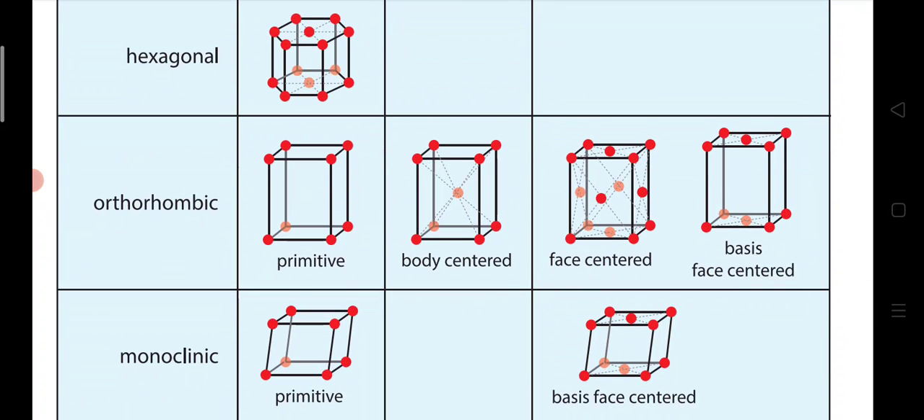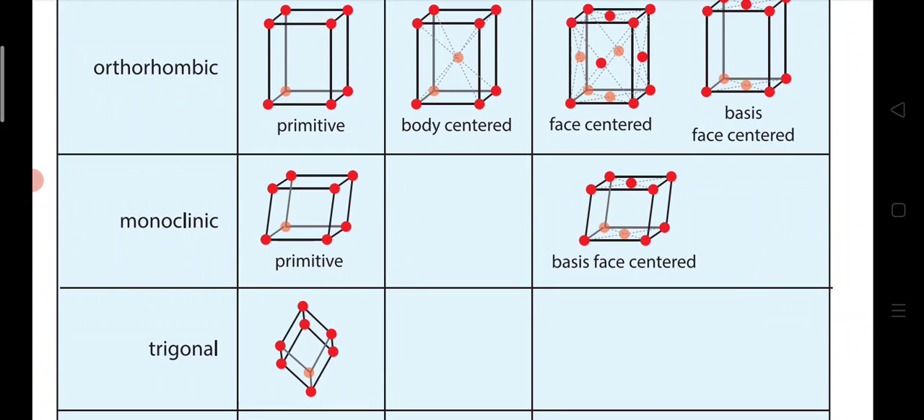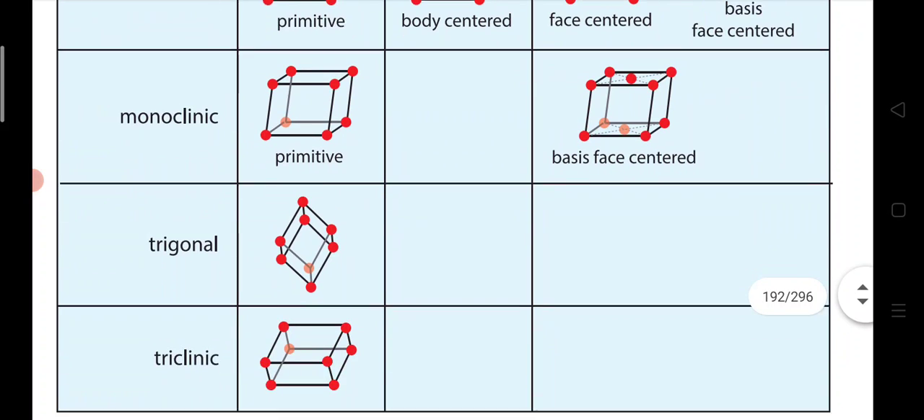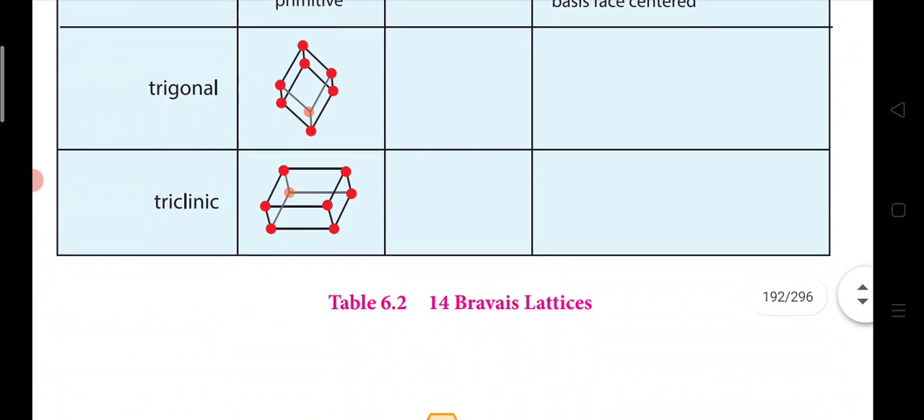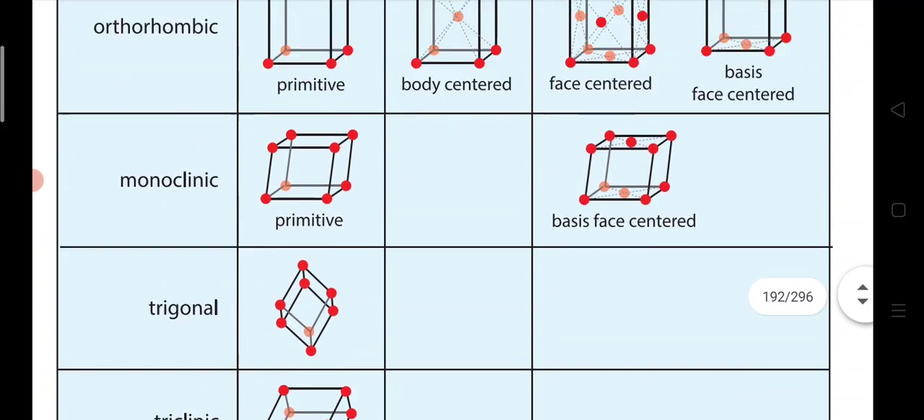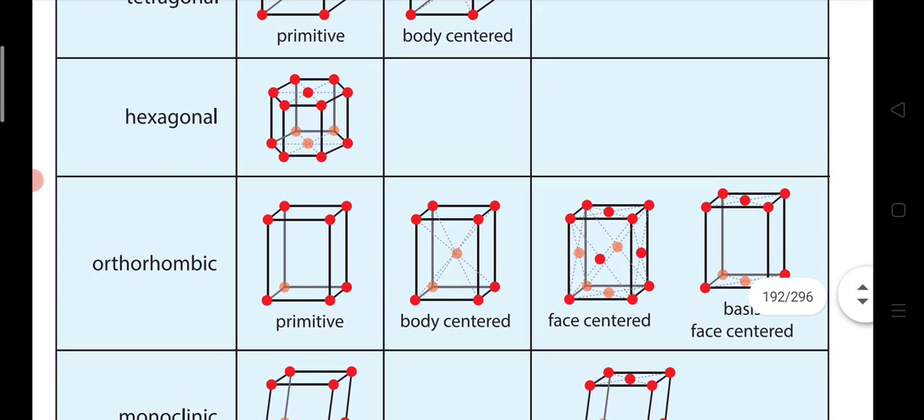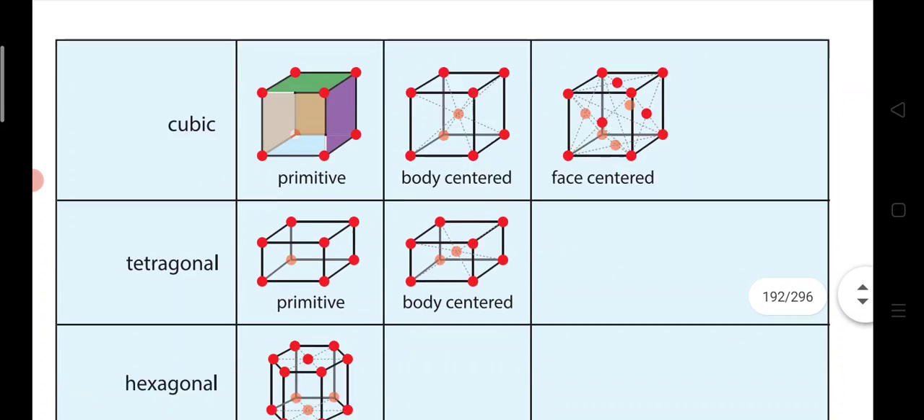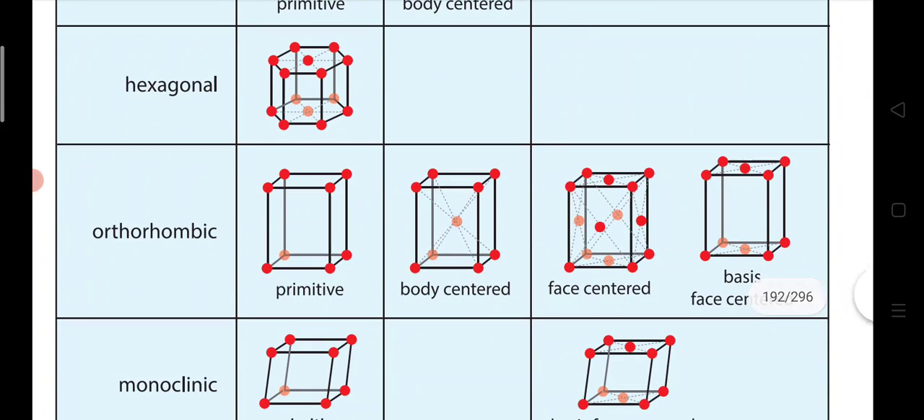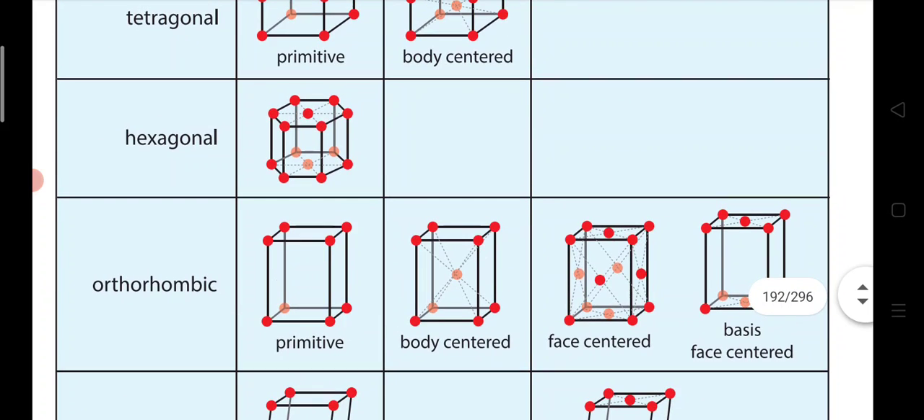Orthorhombic has primitive, body-centered, face-centered, and base-centered, which means only on the top and bottom, not on the sides. And monoclinic is primitive and base-centered. Trigonal has only one type, and triclinic has only one type. This table they will also ask mostly, what are the different types of crystal lattice systems of orthorhombic. If they ask, you must be able to write primitive, body-centered, face-centered and base-centered. This could be asked in a 2 mark question or objective also.